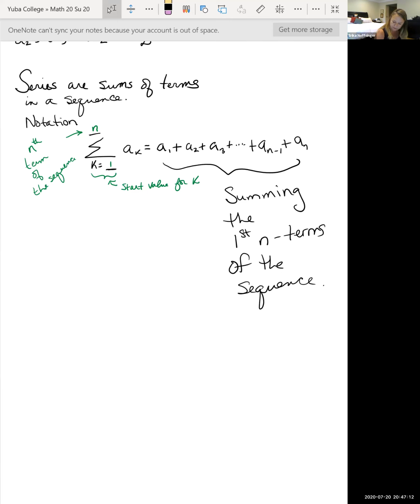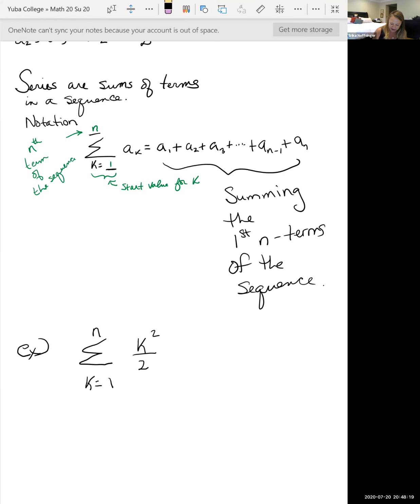Let's look at an example. So we're looking at the summation, k equals 1 to n of k squared all over 2. Okay, so let's look at this.